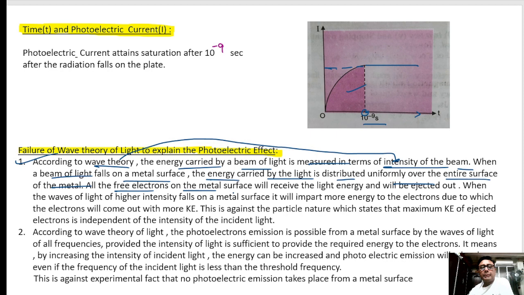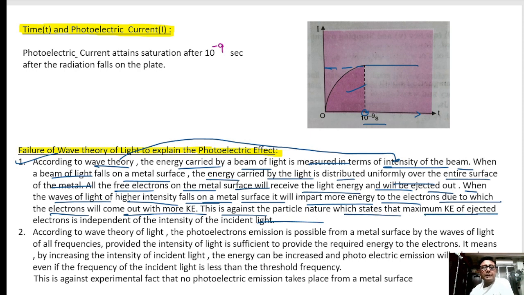All the free electrons on the metal surface will receive the light energy and will be ejected out. When the waves of light of higher intensity fall on the metal surface, it will impart more energy to the electrons, due to which the electrons will come out with more kinetic energy. This is against the particle nature, which states that the maximum kinetic energy of ejected electrons is independent of the intensity of the light. So this is why the wave theory fails.